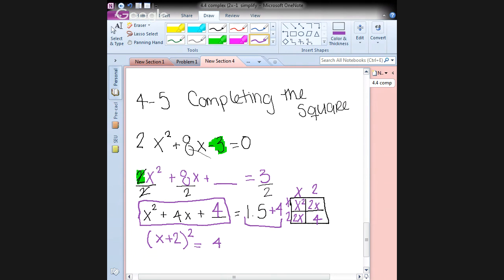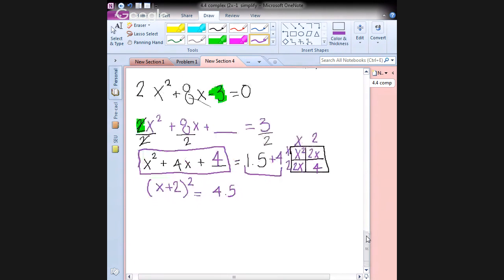so I get 4.5. Getting it to this point is probably the hardest part of the completing the square process. Once you have it there, you're going to be solving. Because we have a square, I have to square root both sides, and don't forget to give your plus or minus. I'm left with x plus 2, because the square root and the square cancel each other, is equal to plus or minus the square root of 4.5.